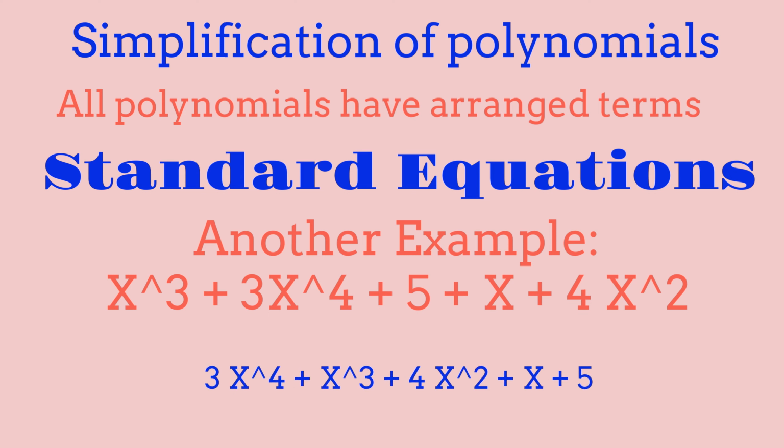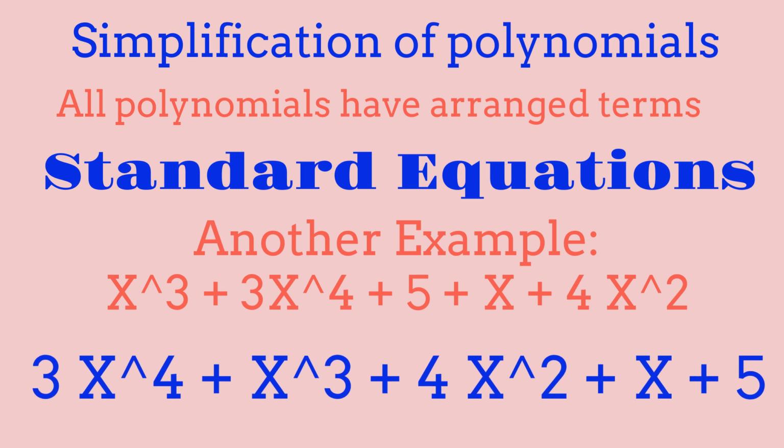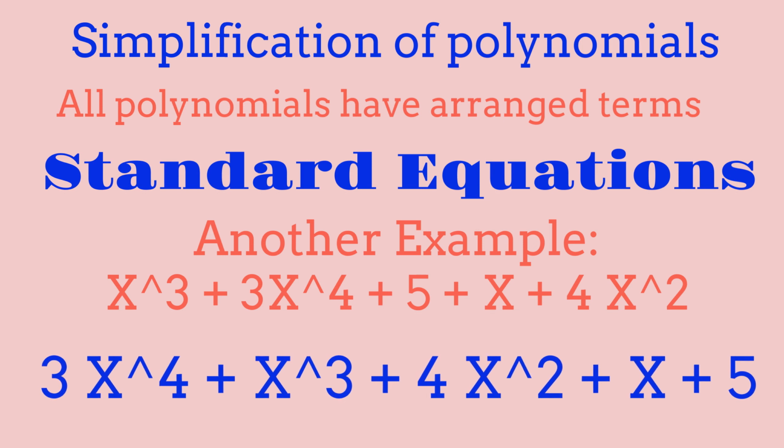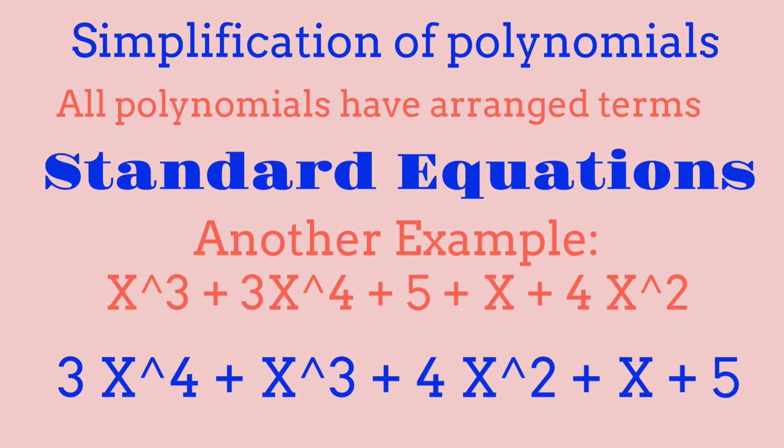So we're going to bring 3x to the power of 4 first, and next we're going to bring in x to the power of 3, and we can know this because that's going to be the second highest because it has the exponent of 3. So next we're going to bring in 4x to the power of 2, and then next we're going to bring in x, and then finally we're going to bring in 5 because it has the exponent of 0. And now if you look at our polynomial, you can see that everything is arranged from greatest to least, and it's also in sequence. All of the exponents are in sequence as well. We go from 4 to 3 to 2, then 1, and to 0.